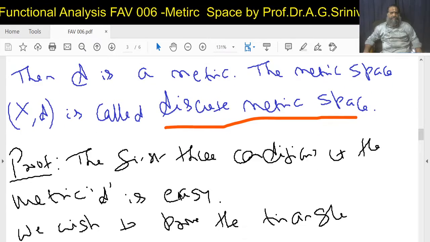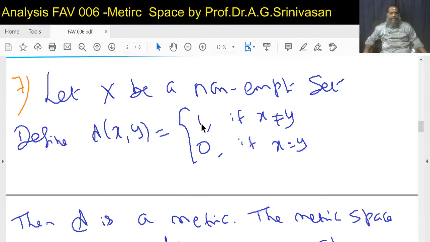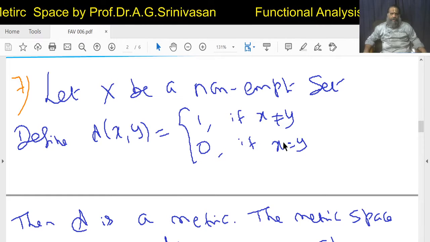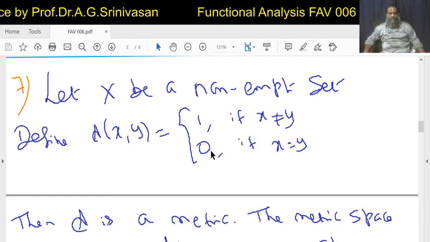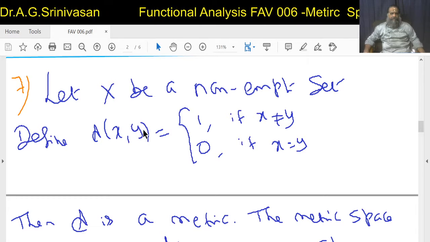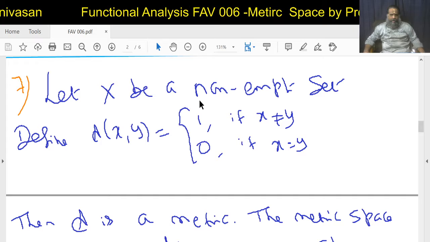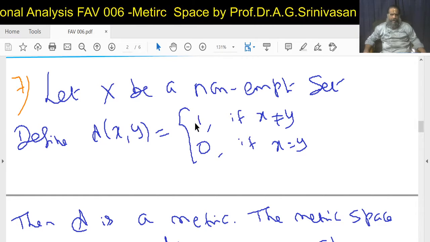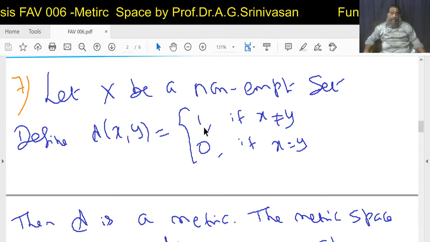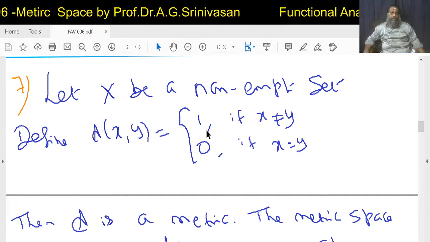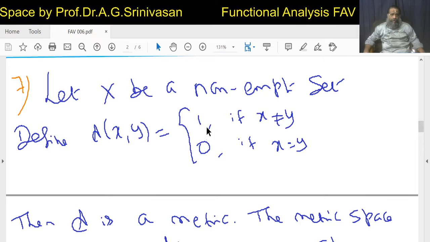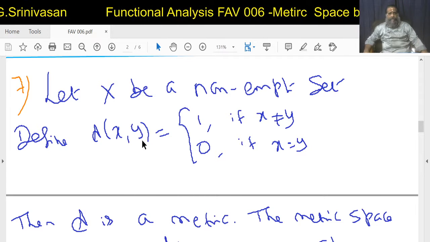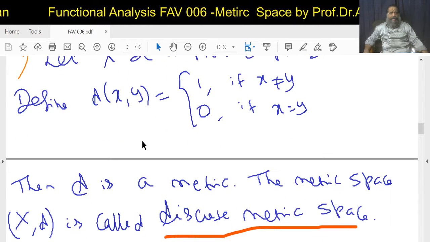The first three conditions of the metric d are very easy: non-negativity, and d(x,y) = 0 if x equals y, which is automatic. It is symmetric because d(x,y) is the same as d(y,x), because the output doesn't directly involve x and y, though the definition depends on x and y. So symmetry is automatic. The only condition pending is to prove the triangle inequality.